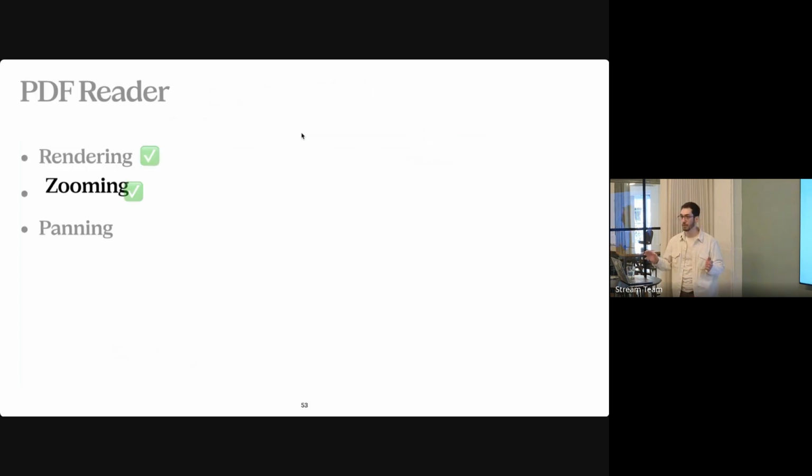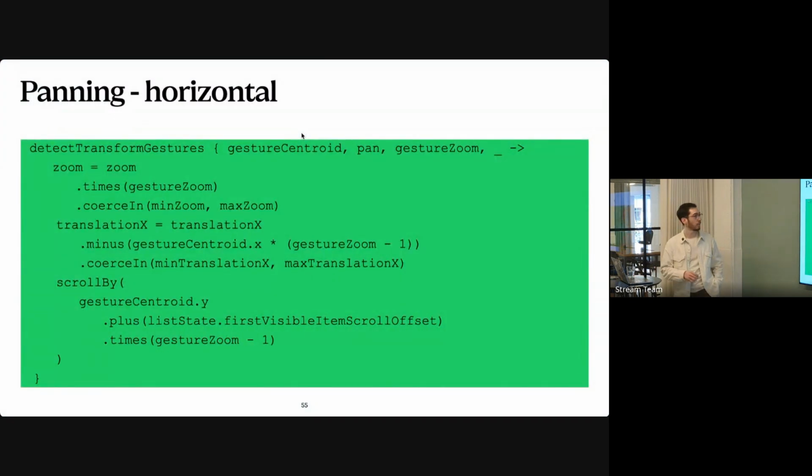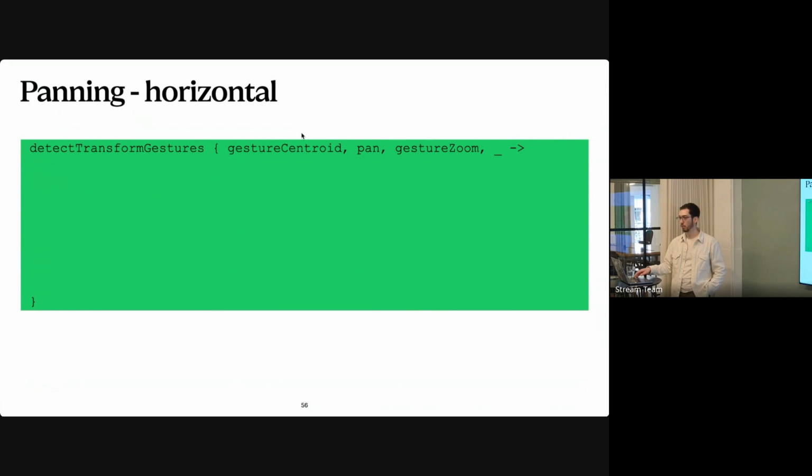Okay, so this was the biggest section in the talk. Now, let's talk about panning. And with panning, we're still going to use the same function that we used earlier. It's just that we want to pan when there is no zooming happening. So we're going to have a condition.